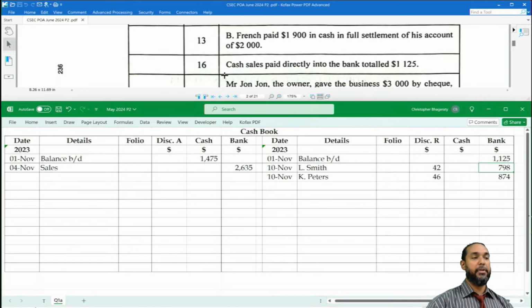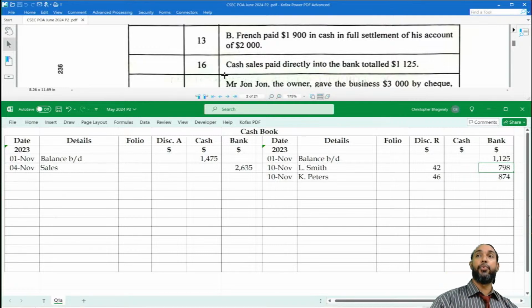B. French paid $1,900 in cash in full settlement of his account of $2,000. So what they're not telling us here is that we allowed B. French a discount of $100. He paid $1,900 to settle an amount of $2,000. Clearly, $1,900 and $2,000 are not the same, correct? So the difference of $100 is how much we allowed as discount.